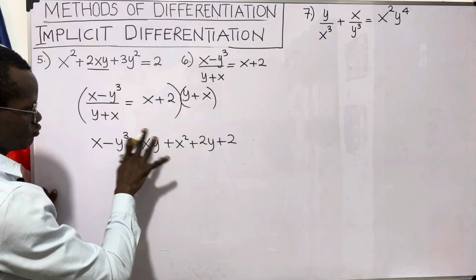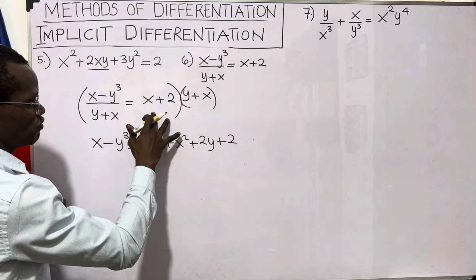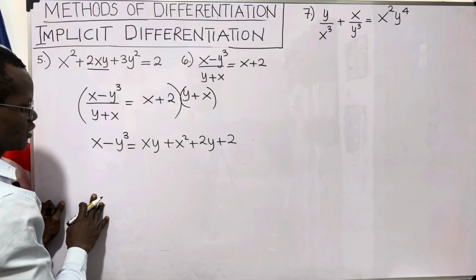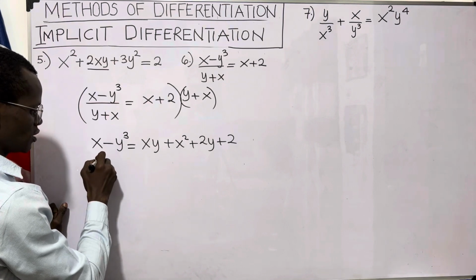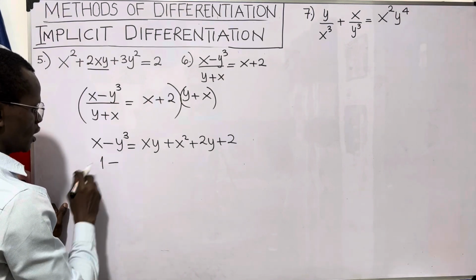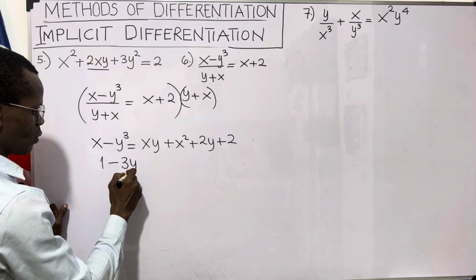So now we have not started differentiating yet. We were just trying to simplify the problem. Now let's find its derivative. So we're differentiating every term now. The derivative of x is just 1. The derivative of y cubed, remember, you drop the power: 3y squared.